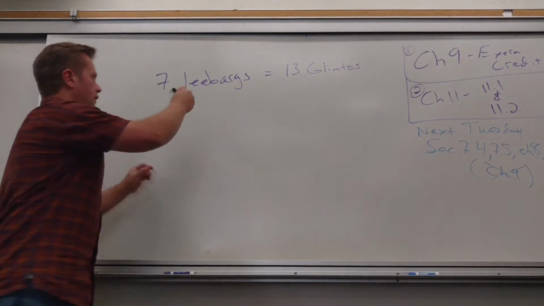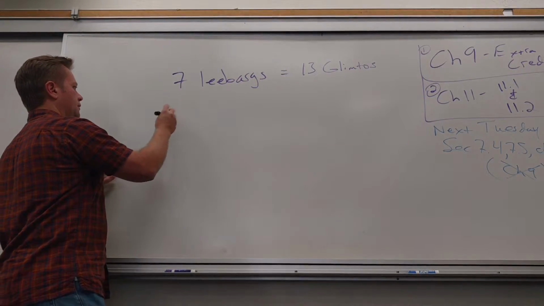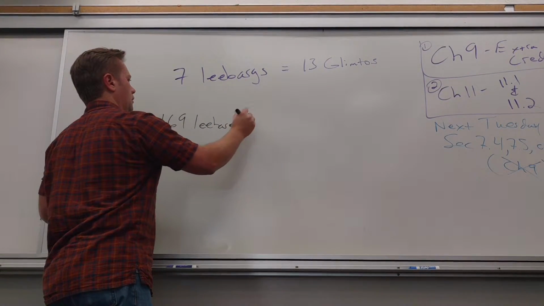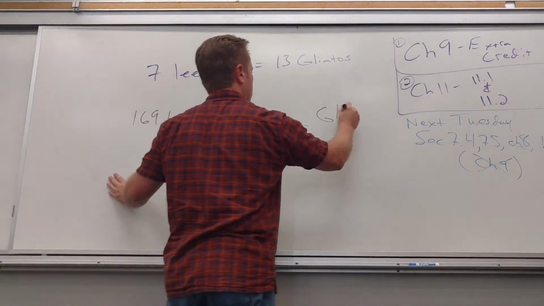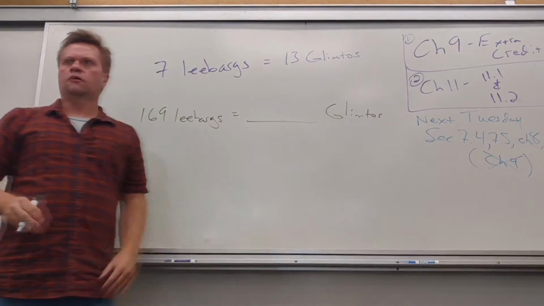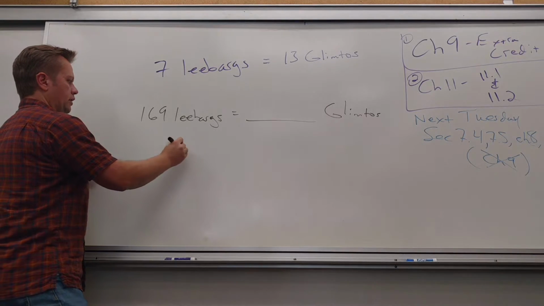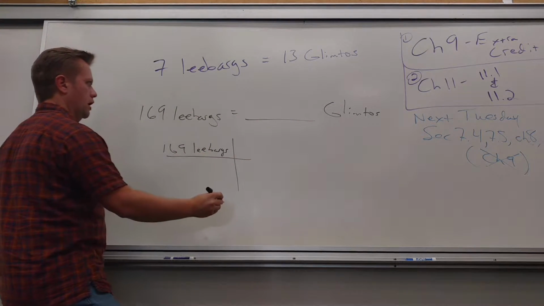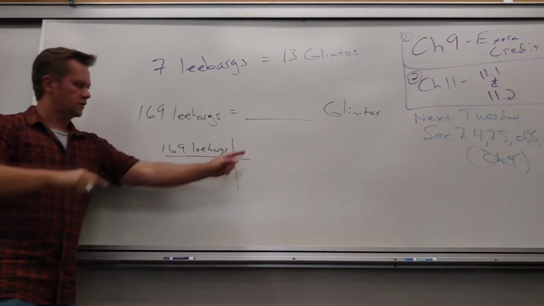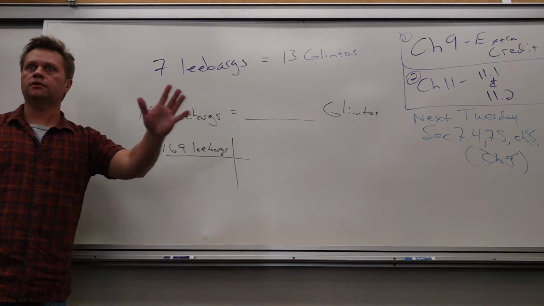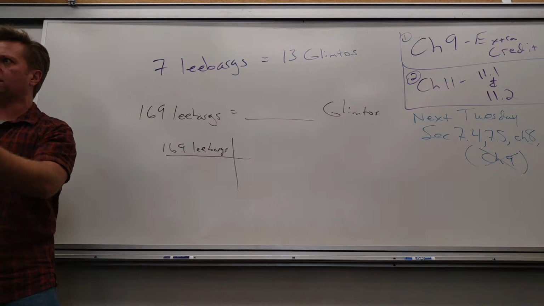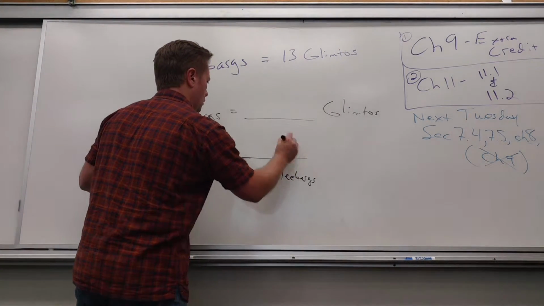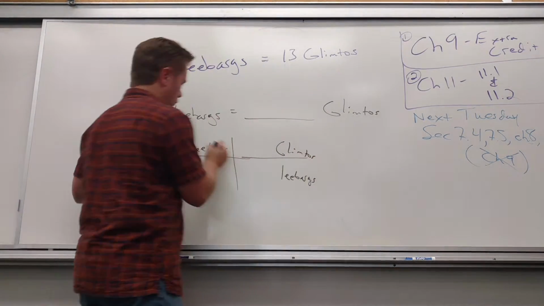So stay with me. If I said, I've got 169 Liebhards, how many Glimtos is that? So I got 169 Liebhards, right? I want to go from Liebhards to Glimtos. What's going to go on the bottom? Liebhards. Do you guys understand the method to my madness here? Here's Glimtos. I want to kill Liebhards.